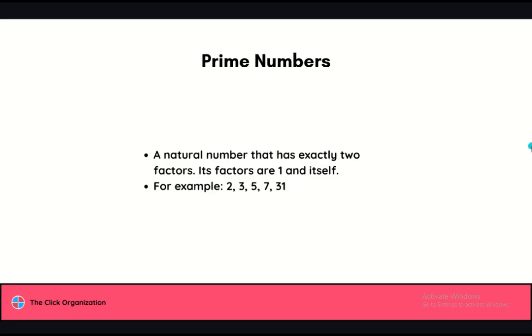Let's start with a small topic at the beginning. Prime numbers. What is a prime number specifically and exactly? A prime number is a natural number that has exactly two factors. What is a factor? We will find out. But it has two factors, and the factors must be one and itself. Okay? So the factors of a prime number are one and itself.